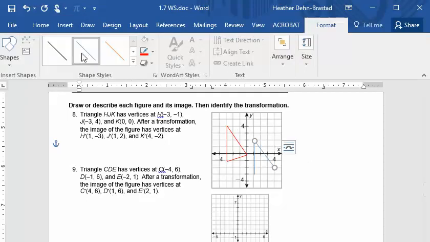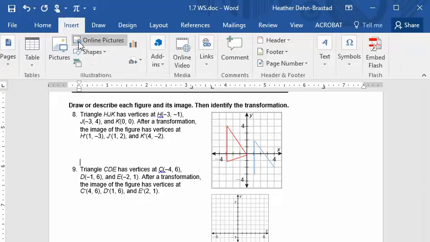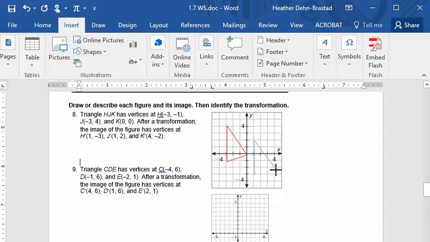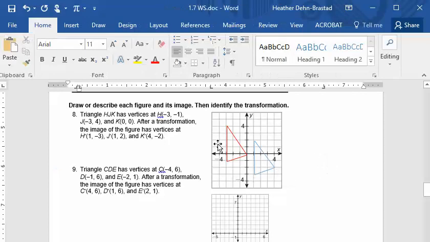And then, of course, I have to go back to my original point, which is over here. So you can see that the red triangle was moved to where the blue triangle is. They both are the same size and shape. I think I drew them correctly. And now I can see that this is a translation.